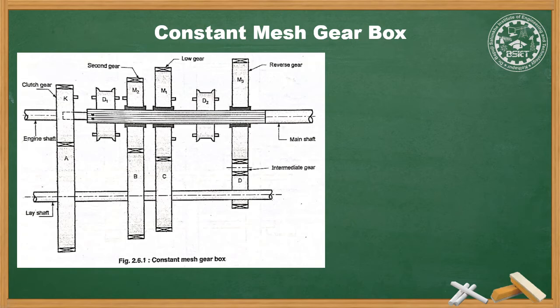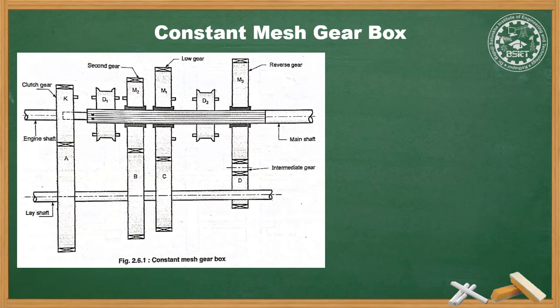To obtain first gear or the lower gear, as shown in the figure, the dog clutch D2 moves towards the left by means of the gear shifter lever. Its teeth are engaged with the teeth on the lower gear M1. Similarly, when dog clutch D2 is moved towards the right and meshes with the teeth on the M3 gear, a reverse gear is obtained. The direction of rotation is changed by the I gear, also known as the intermediate gear.